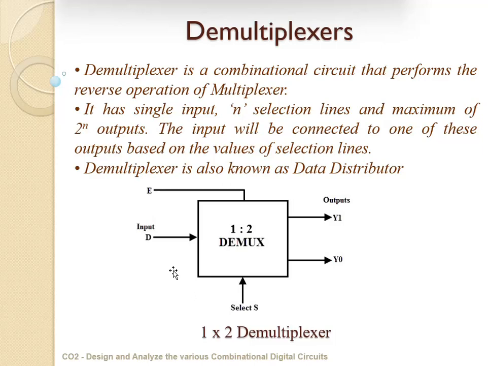Let us go with a simple 1 cross 2 demultiplexer. So one input, two outputs. Based on the select line, if S is equal to 0, the input D will be produced at Y0. If S is equal to 1, the input D will be produced at the output Y1.